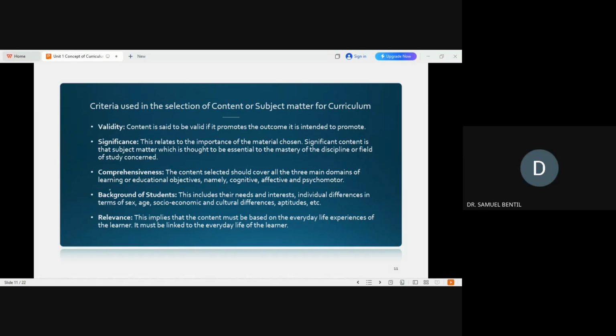Okay, so since you have brought it, then let's go there. Okay, thank you. Now, when we talk of relevance criteria, so here relevance, we are talking about the fact that how is this content you are selecting for the learner, how does it reflect in the real life situation of the learner?